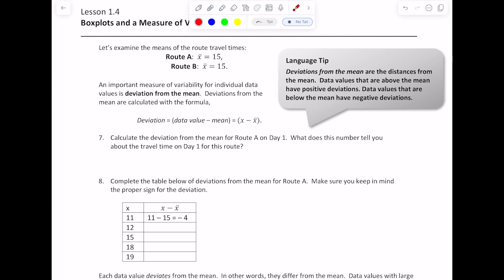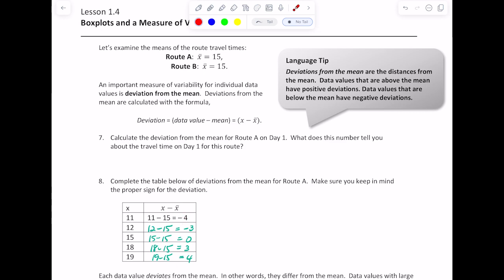So let's take route A. I've got my values here. The very first step is you're going to take each of them and subtract the mean. So the first one was done for us. Here we have -3, 0, 3, and 4. Deviation means distance from the mean. A positive deviation means it's above the mean. A negative deviation means the data value is below the mean. Like here, 11 is below the average of 15, so it's going to be negative.